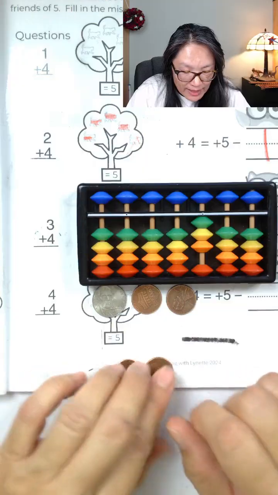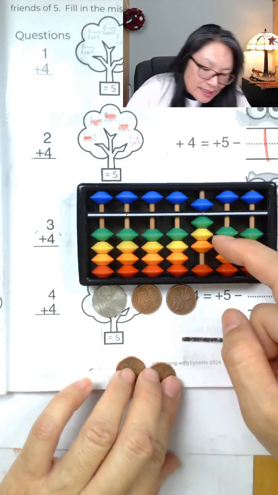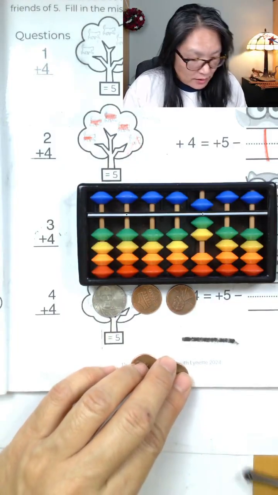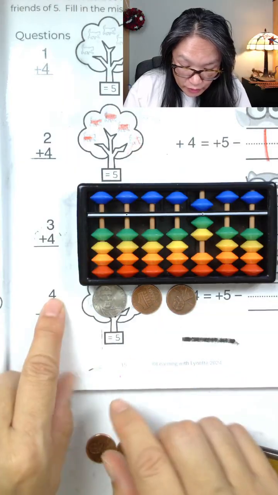I can show you again on my abacus. I can add the 5 and I can take away the 1. And my final answer is 7. That's all it is. So what are we going to do? We're going to do it again.